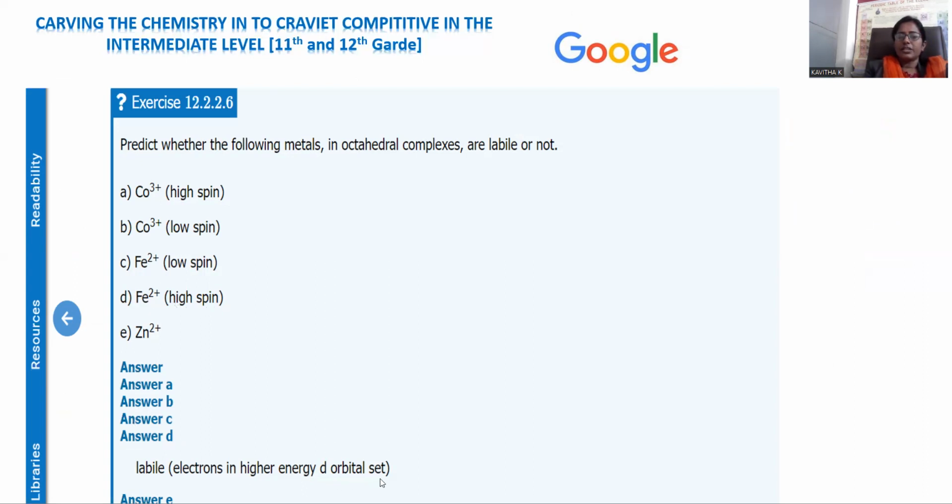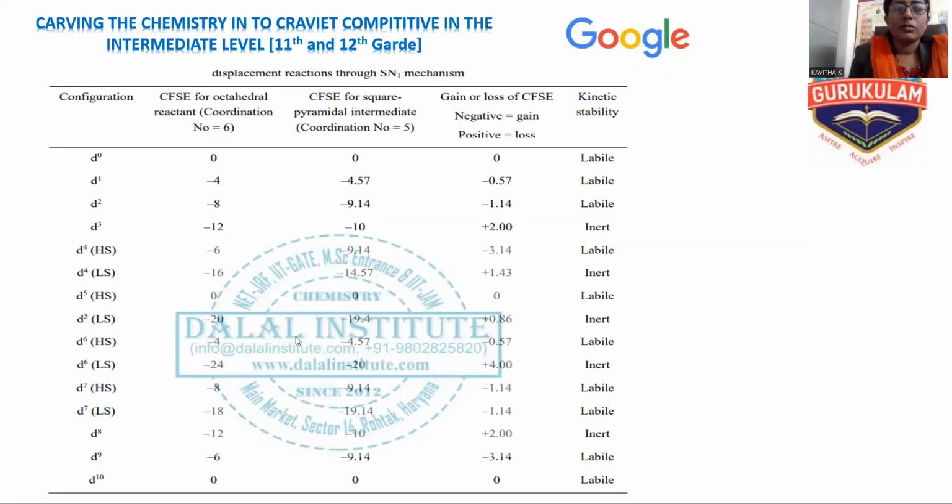Electrons are in the higher energy d orbital set. Okay, it is a labile complex. So let's see the entire table. This is the data collected from Dalal Institute, where the d0 system is labile only. d1 is highly labile. d2 is also said to be labile. d3 is inert in nature. This is the way we can move on. d6 high spin, this is the only one required for us. d6 high spin is called labile.